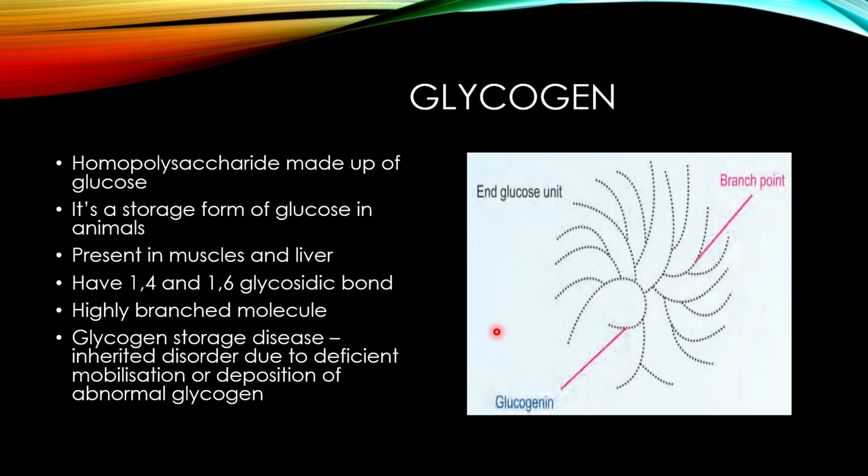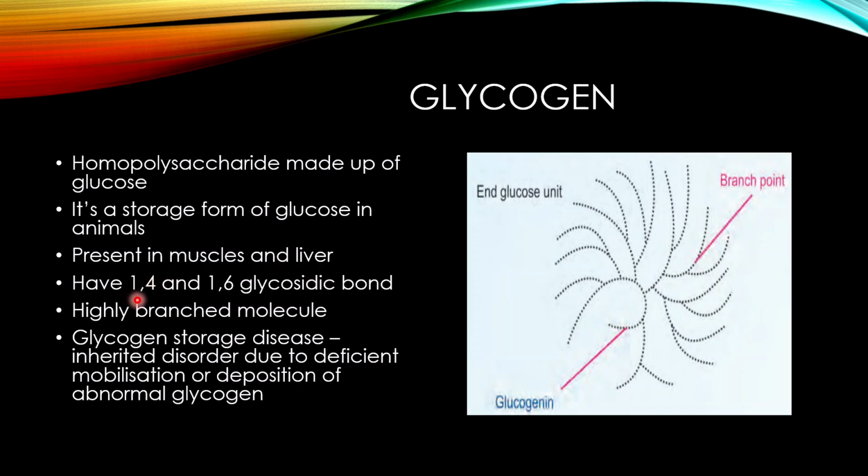Next is glycogen. Glycogen again is a homopolysaccharide which is made up of glucose units. Now glycogen is the storage form of glucose in human beings as well as in animals. Okay, it is present in muscle and in liver. The glycogen present in the muscle is used to provide energy required by the muscle, whereas the glycogen present in the liver maintains the blood glucose levels. So whenever the blood glucose level goes down, it is brought up or maintained by the glycogen present in the liver.